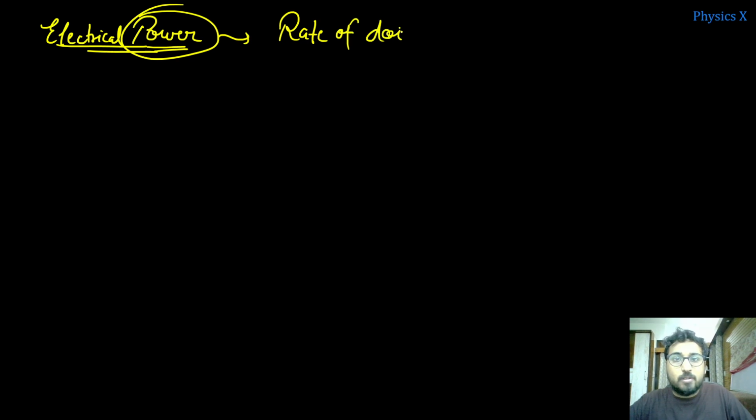Hello everyone. So today we will be discussing electrical power. In the last class we understood what series and parallel combinations are in electric circuits. In this class we will be seeing electrical power. Now what we call power is nothing but the rate of doing work, right? Rate of doing work is nothing but your electrical power.